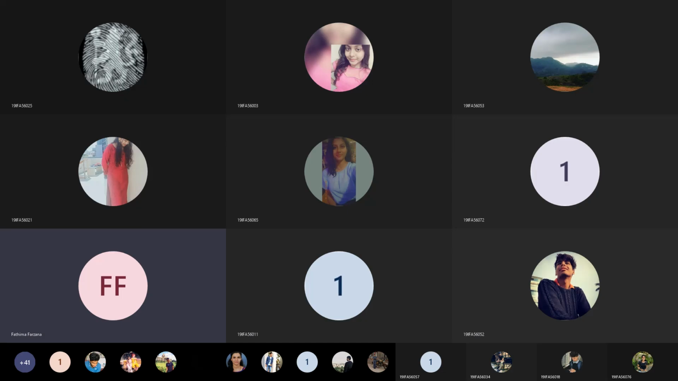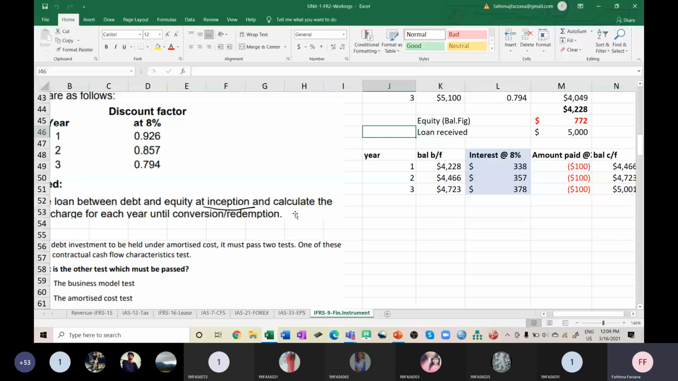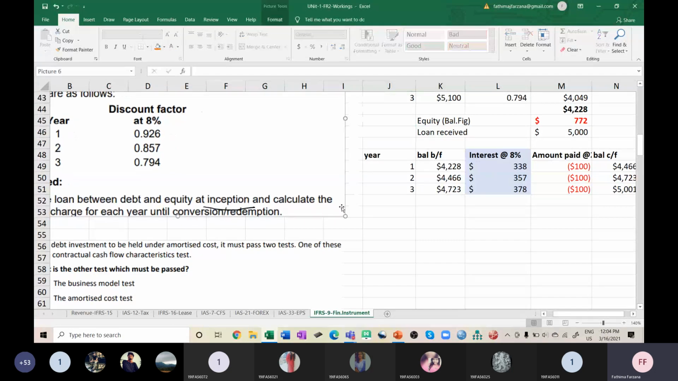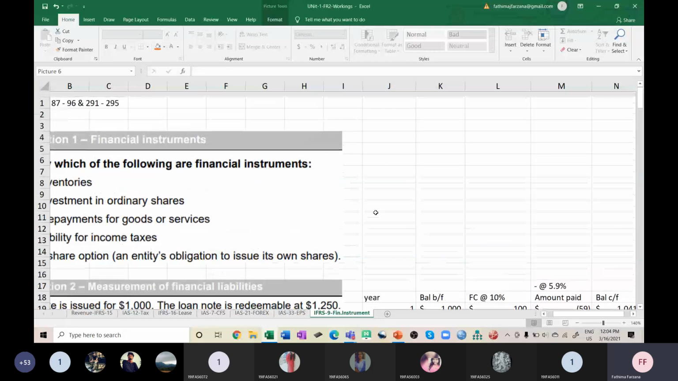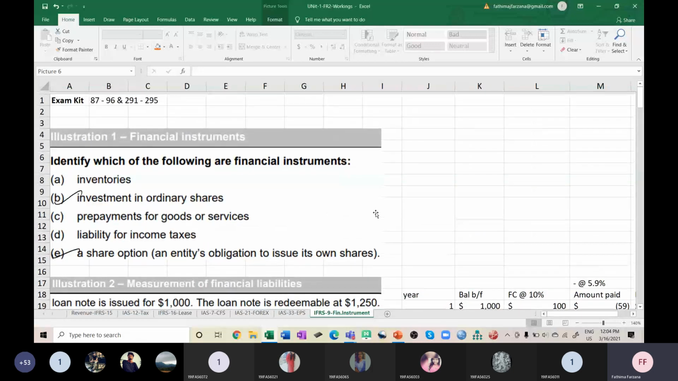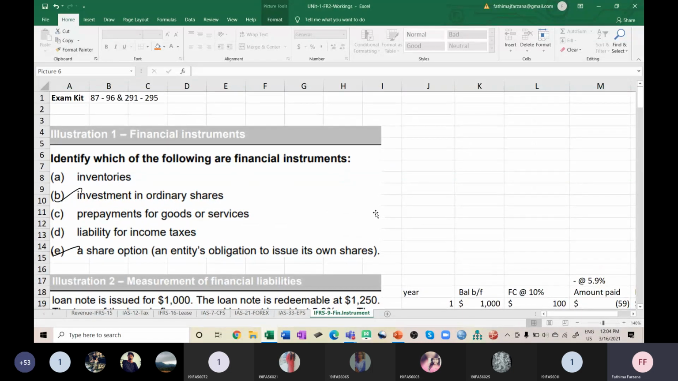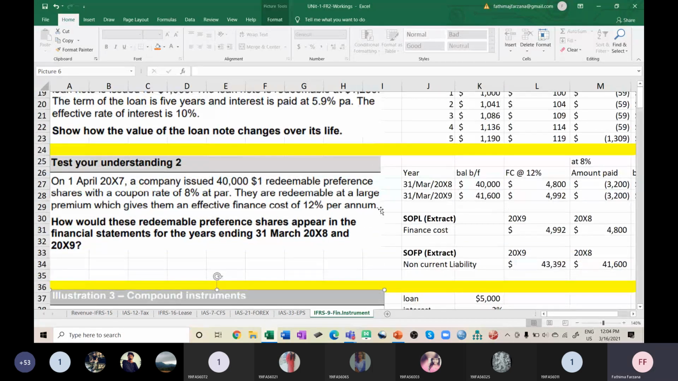So we are doing IFRS 9. Okay, this is always what is happening. We are not getting continuous classes, so every time I have to give a brief recap and go ahead. So we are doing financial instruments, and we did a few problems in the last class.